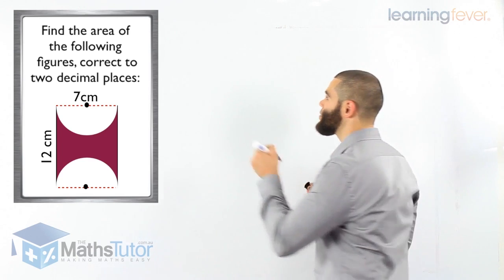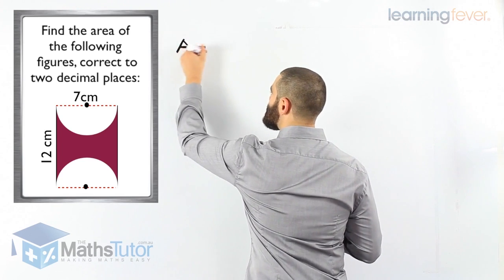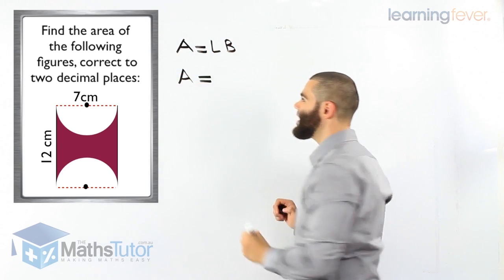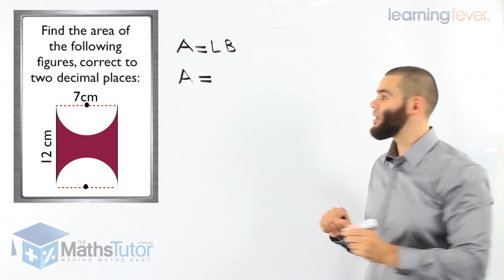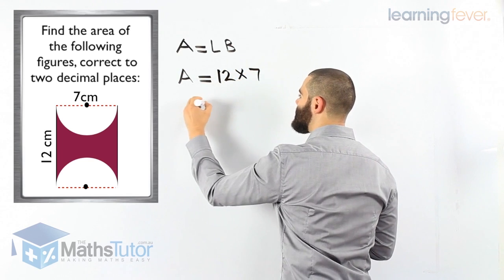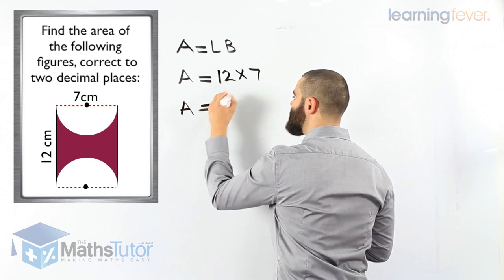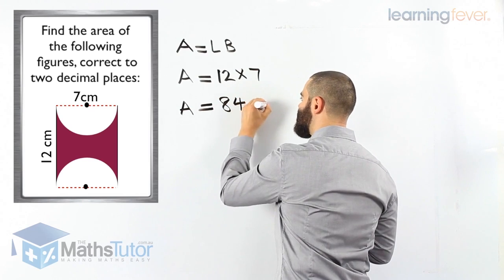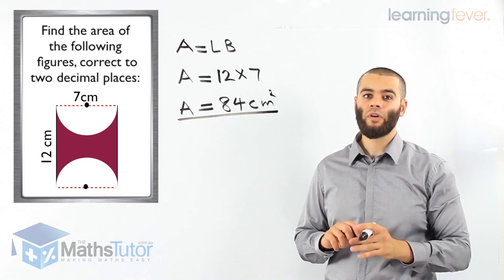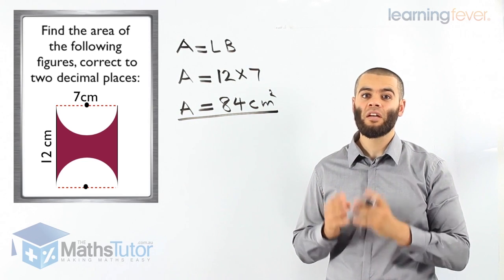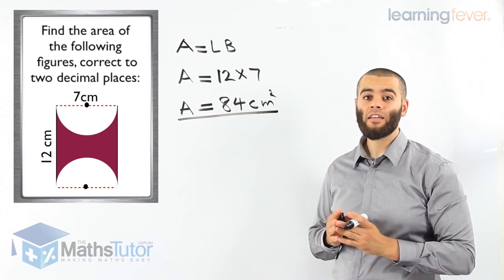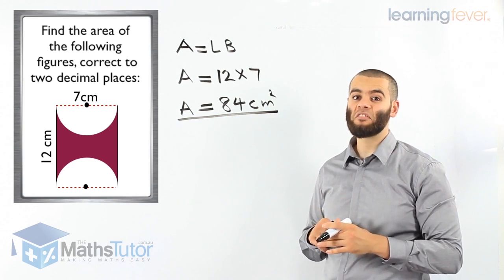The area of the rectangle. A equals LB. A equals length times breadth. The length is 12 and the breadth is 7. 12 times 7, 84 square centimeters. That is the total area of the rectangle before the two semicircles are cut out. Now we're going to cut out, take away, minus the two semicircles.